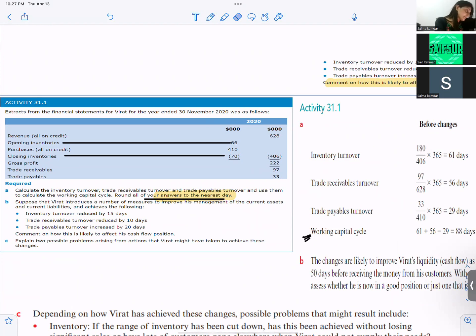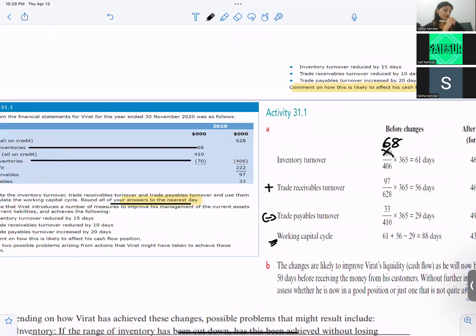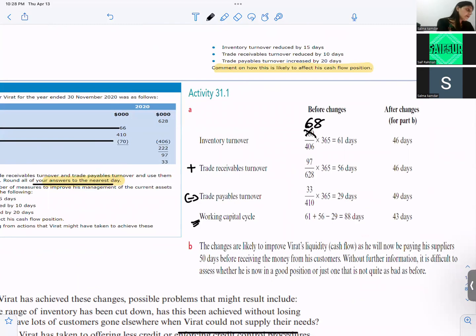So inventory, we get 61 days. Then working capital cycle is 56 plus 61 minus 29. You get 88 days.